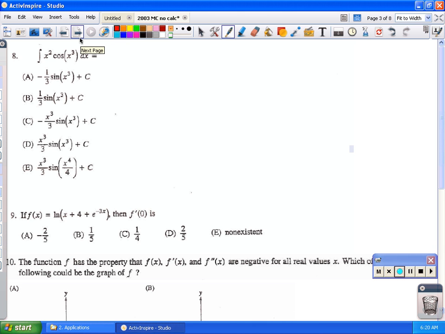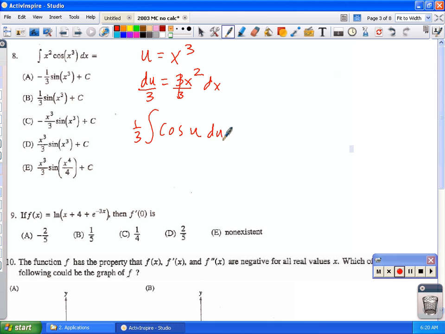Number 8, we're finding an antiderivative. It is a product, and when you're finding the antiderivative of a product, you're going to go with u substitution. I'm going to let u be the inside of the cosine, which would be x cubed. du is 3x squared. I don't need the 3, so I'm going to divide it on both sides, and that's dx. I'm going to make my replacement, and I'll get the cosine of u with a 1/3 out front, du.